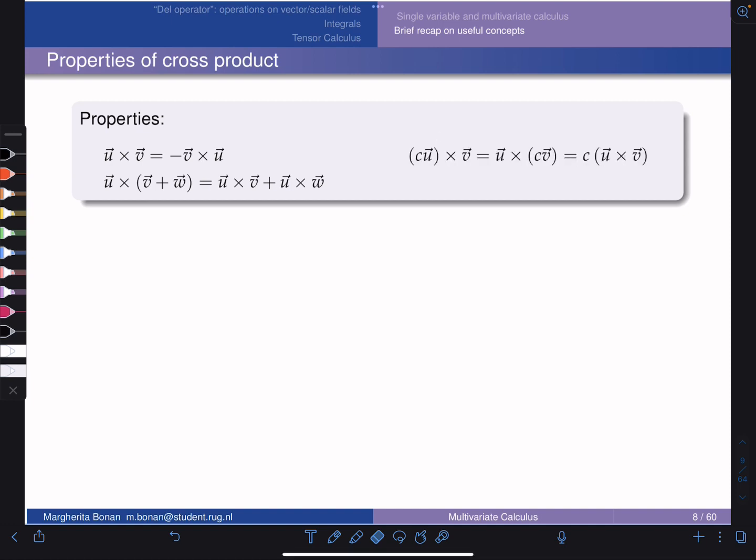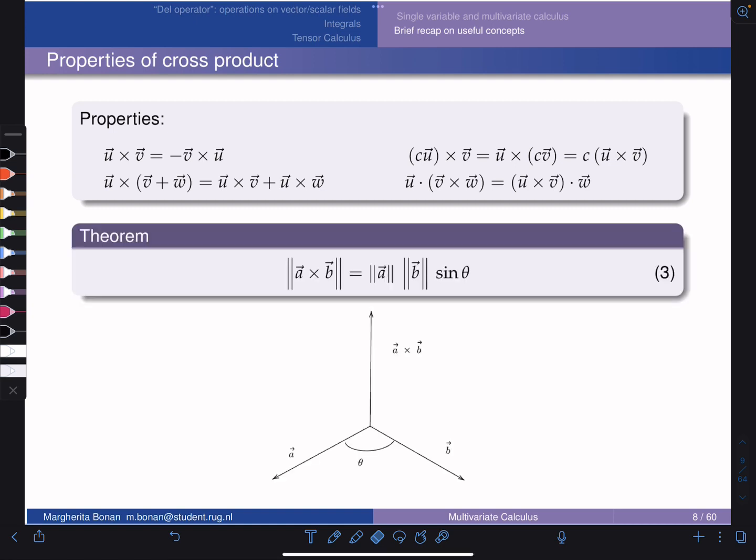Then we have scalar multiplication that, as in the dot product, is interchangeable in a way, so we can multiply the scalar by each one of the 2 vectors or by the cross product of u and v, and the result would be the same. And lastly, we have this property for which u dot product (v cross w) is equal to (u cross product v) dot product with w.